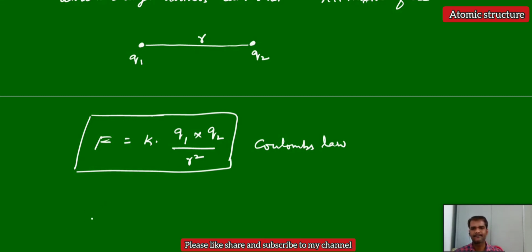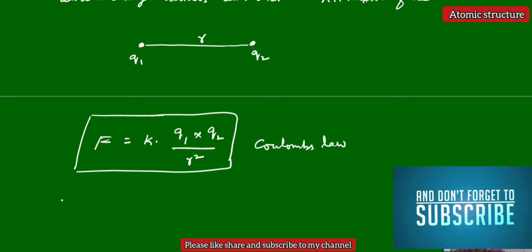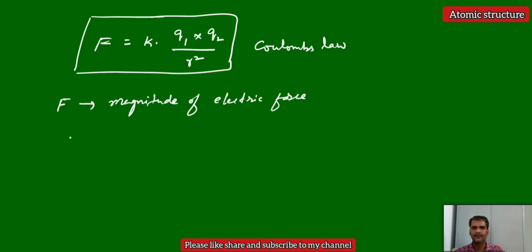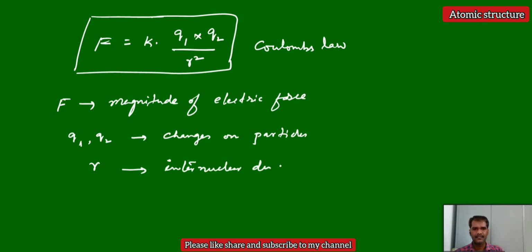You will study Coulomb's law in physics. Here F is the electrostatic force, or the magnitude of the electrostatic force, and q1, q2 are the charges on the particles or objects, and r is the internuclear distance between the particles. And k is a constant.